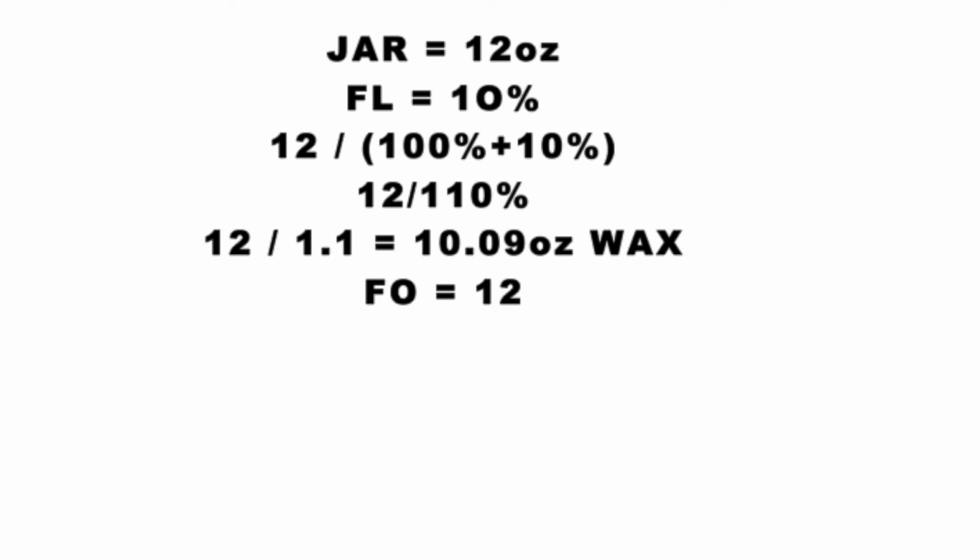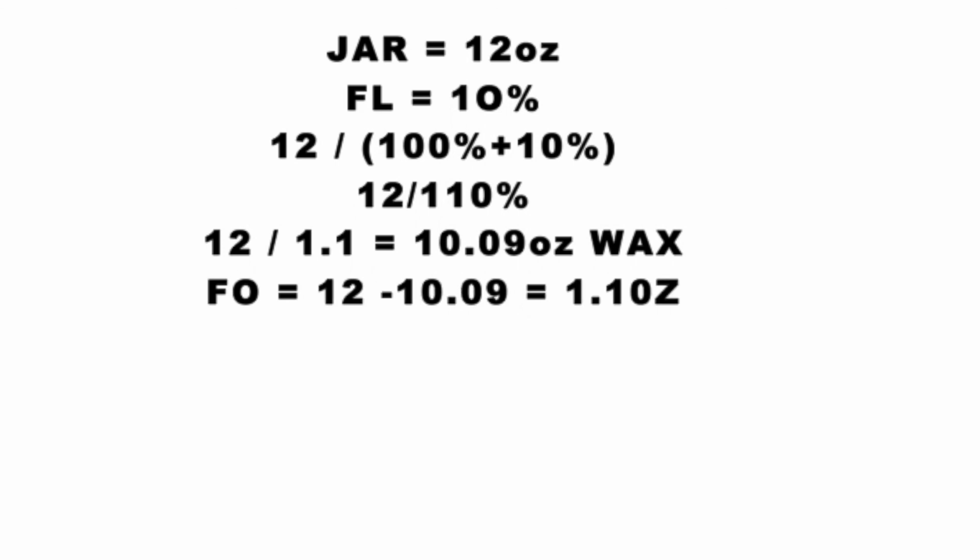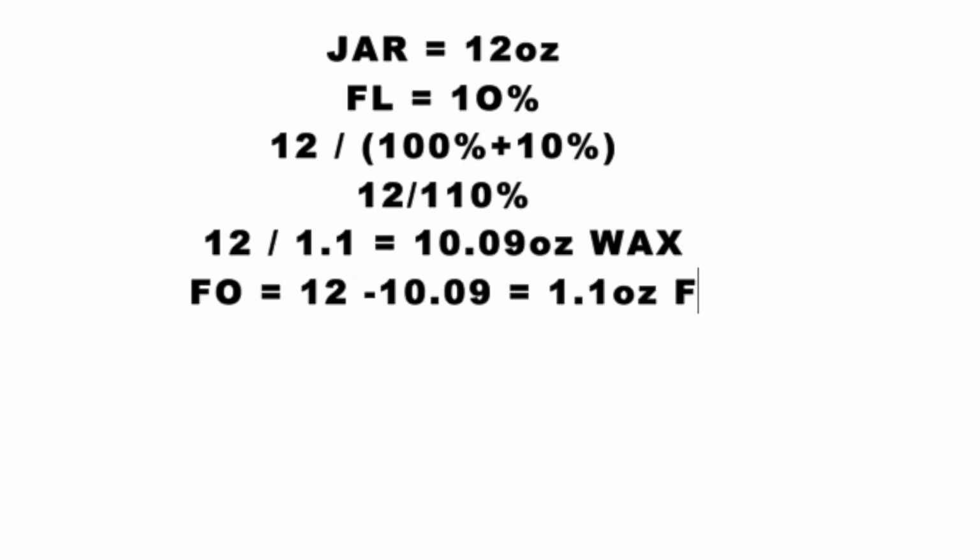Once again, to get our fragrance oil, we already know that our jar is a 12-ounce jar, and that from that 12 ounces our wax is 10.09. To get the fragrance, we subtract the wax from the total amount the jar holds, and what is left is for the fragrance oil. So 12 minus 10.09 is equal to 1.1 ounces of fragrance oil.